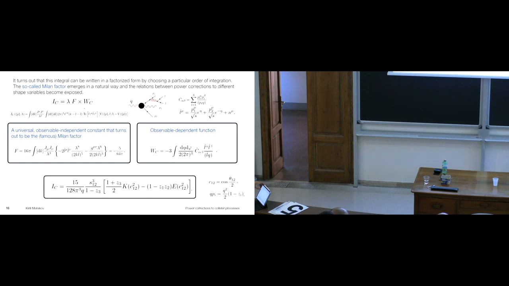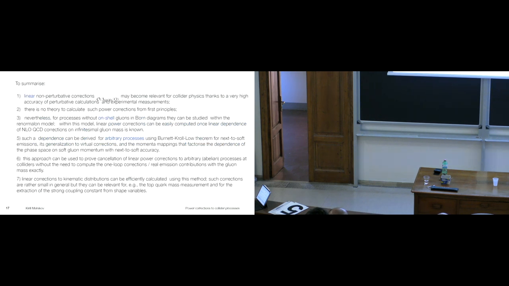Now, for the particular case of the C parameter, if you do this calculation, you get this very simple formula where K and E are the elliptic functions. Okay? So these are the conclusions, and I'll just leave them there for you to see, and if you have any questions, please go ahead and ask.